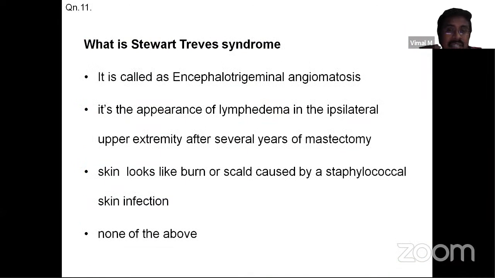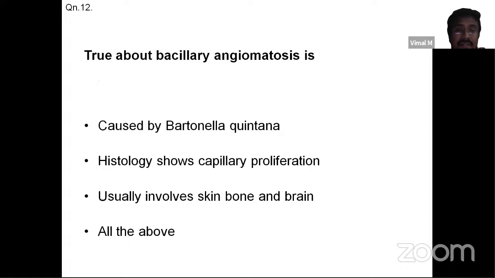So the other name for this Sturge-Weber syndrome is encephalotrigeminal angiomatosis, and here nothing like lymphedema occurs after mastectomy in the upper extremity, and the skin is not looking like a burn or scald caused by staphylococcal skin infection. So the answer is encephalotrigeminal angiomatosis, which is otherwise called Sturge-Weber syndrome. Now let us move on to the other question.